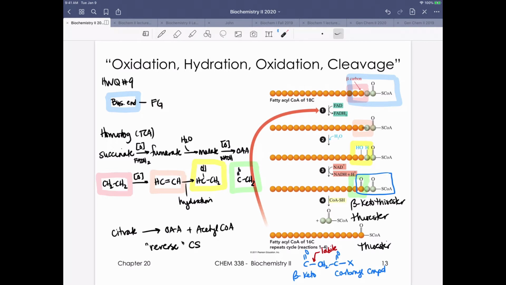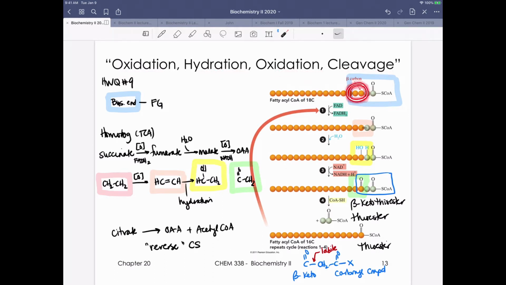Each of these kind of orange spheres represents a carbon atom that we have here. And so we've got our fatty acid, and here we've got the business end of the molecule, which is where our functional groups are. So here's the thioester. Here we've got our CoA group there. So again, we're going to call that the business end of our molecule because that's where the functional groups are. So 4 steps to this chemistry here: oxidation, hydration, oxidation, cleavage.